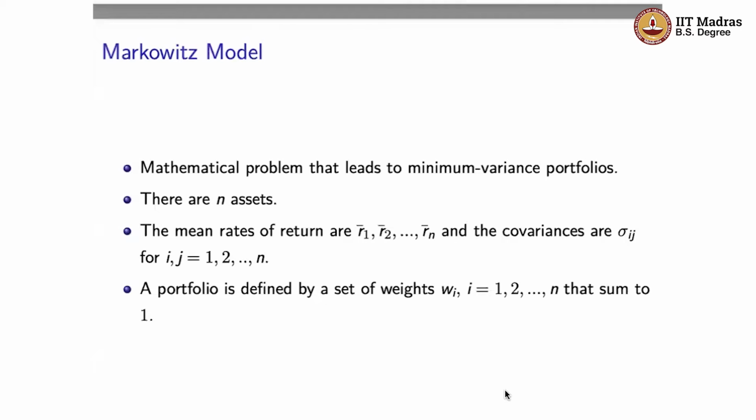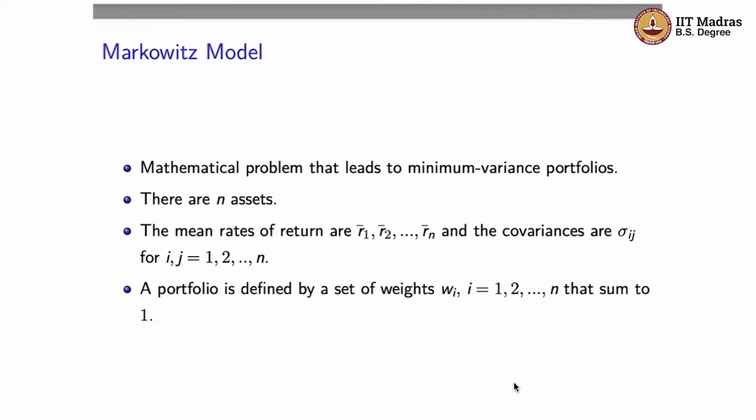So first, let us write the setup in the correct notation. As usual, we have got n assets, and the mean rates of return for these different assets are given by R1 bar, R2 bar, and so on, and the covariances are given by sigma ij. A portfolio is defined by a set of weights such that the weights sum up to 1. So this is standard, what we have been discussing.